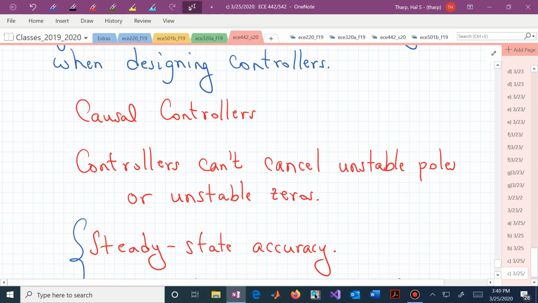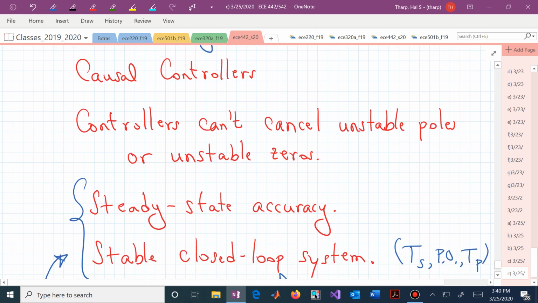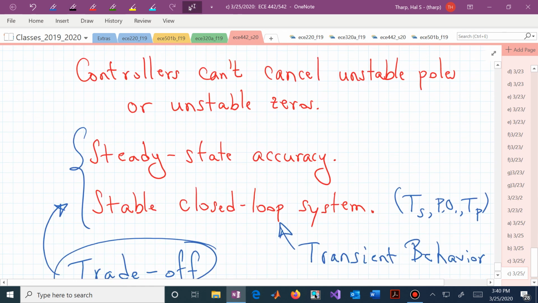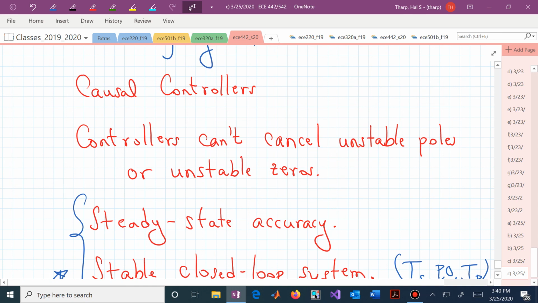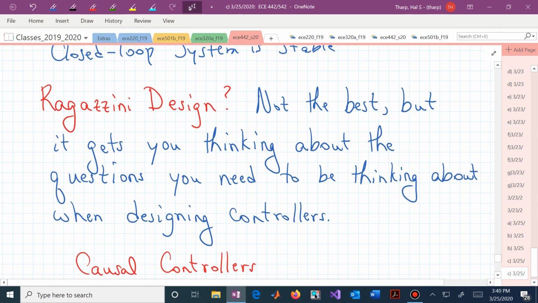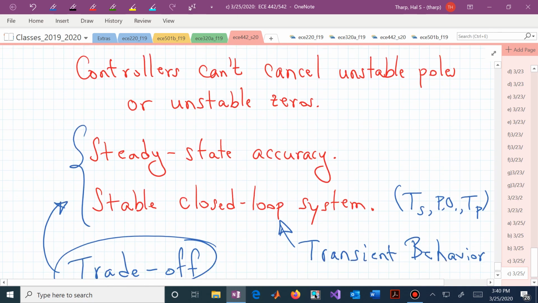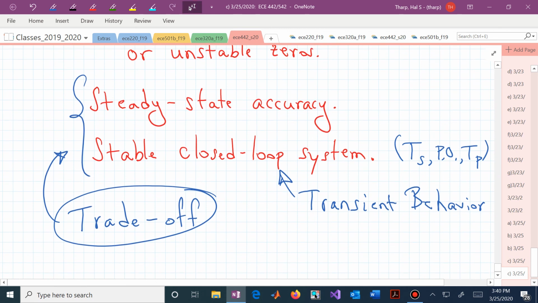We want to make sure our controllers are not canceling anything outside the unit circle, and obviously our controller needs to be causal. That's what we start getting in our heads by looking at this Ragazzini design, and we'll look at that a little bit more closely in terms of these restrictions, where they're coming from, and maybe another example. But you now know how to design controllers for discrete time systems.